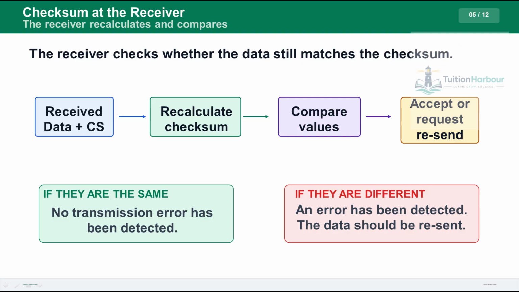Checksum at the receiver. Now let us look at the receiver's side. The receiver gets the data block and the checksum. The receiver calculates the checksum again using the same agreed algorithm. This new checksum is called the recalculated checksum. The receiver compares the recalculated checksum with the checksum sent by the sender. If both are the same, the data is accepted. If they are different, the receiver knows that the data has changed during transmission.